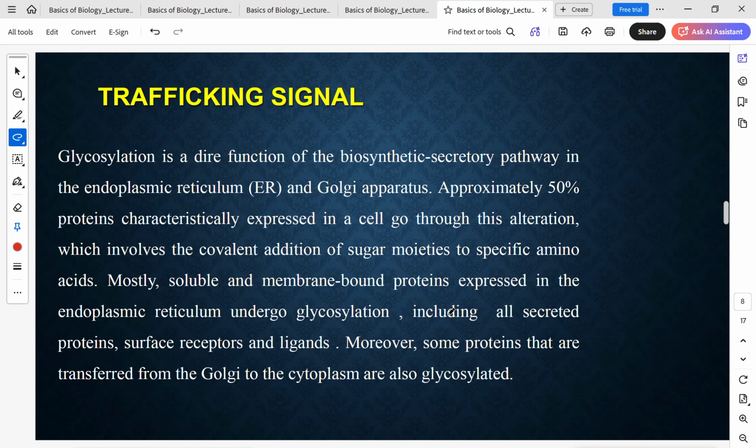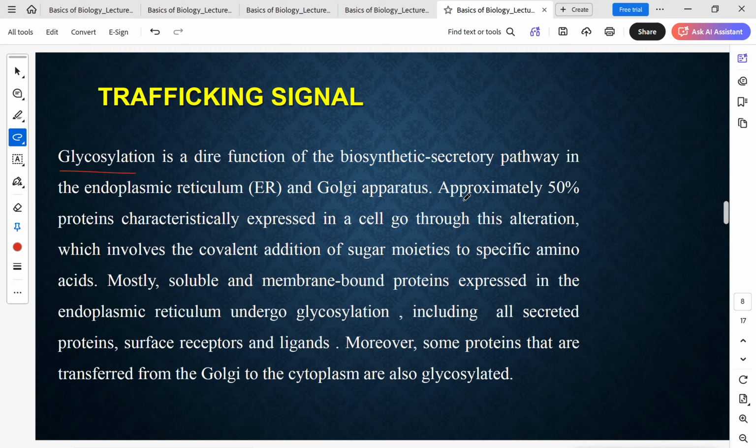In a lot of proteins, the trafficking signal, where the protein should go, is glycosylation. What glycosylation essentially means is you take the protein in its bare form, as it was synthesized in the ribosomal machinery and translated, and you do certain modifications to it. If it's a glycosylated protein, then these modifications include addition of different sugar molecules onto the amino acids.